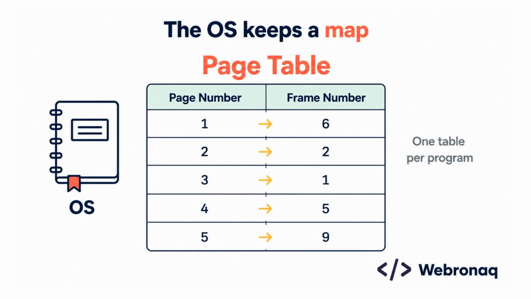The program knows the name, and the page table knows the address. Every program gets its own page table, because every program has its own pages scattered across RAM in a different pattern. This one small table is what lets pages live anywhere in memory, and still be found instantly. It's the bridge between what the program thinks its memory looks like and what RAM actually looks like.